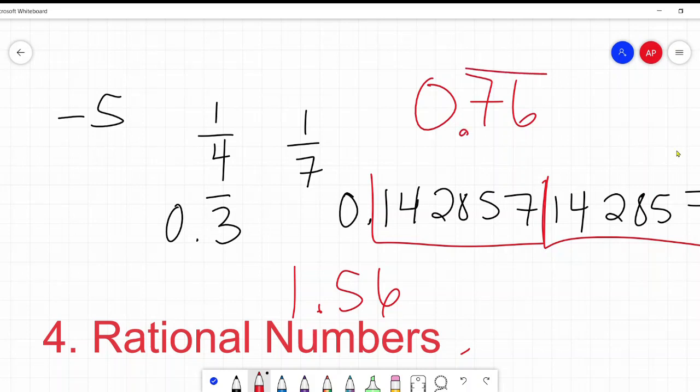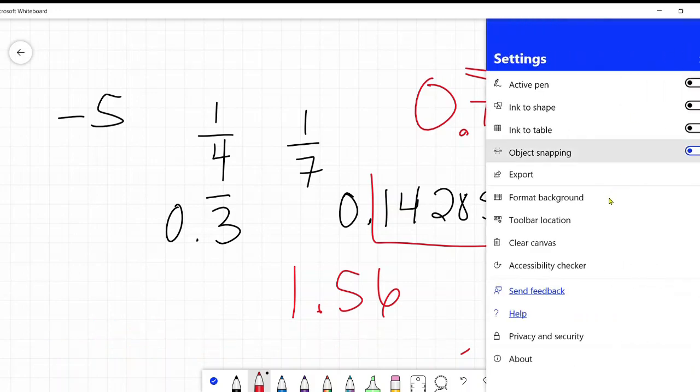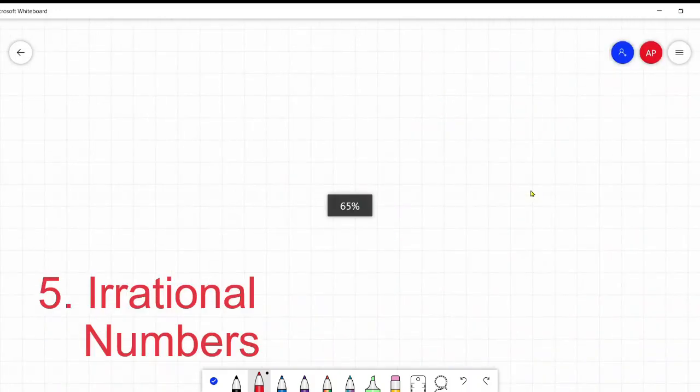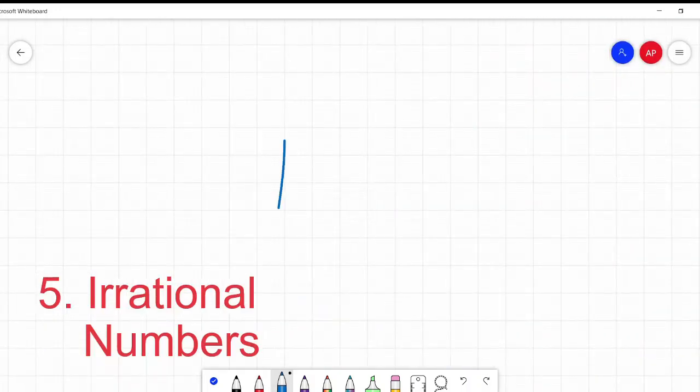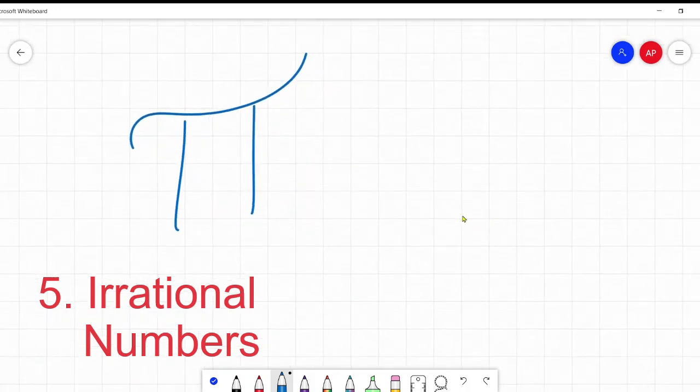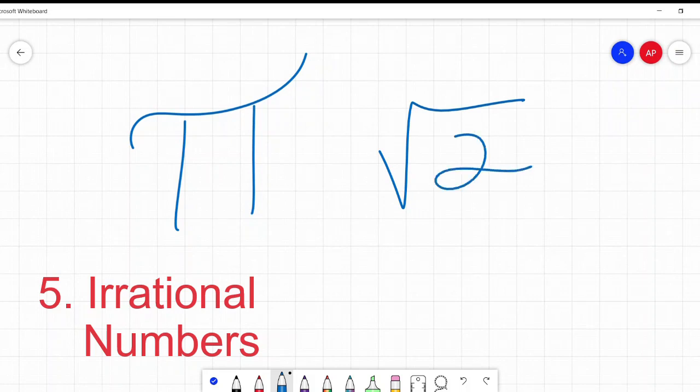It repeats. And then finally, we have our irrational numbers, like the granddaddy of them all, pi. Pi is irrational. There is no pattern. It is just a string of digits. It doesn't repeat. It doesn't end. That is an irrational number. Something like the square root of 2 is an irrational number. It doesn't repeat. It doesn't go anywhere.